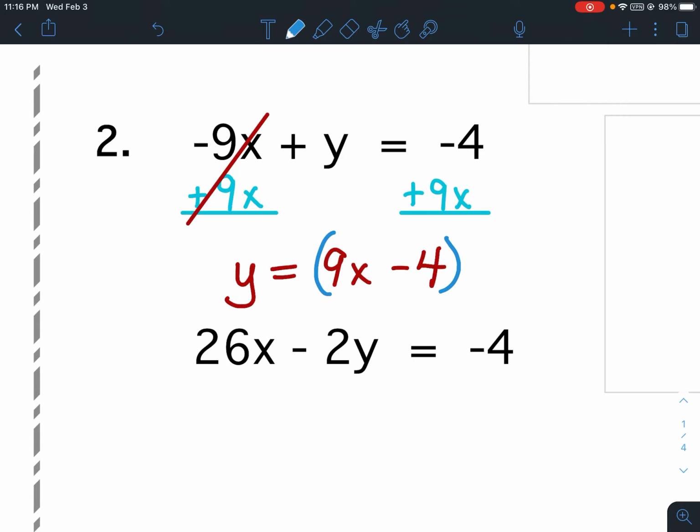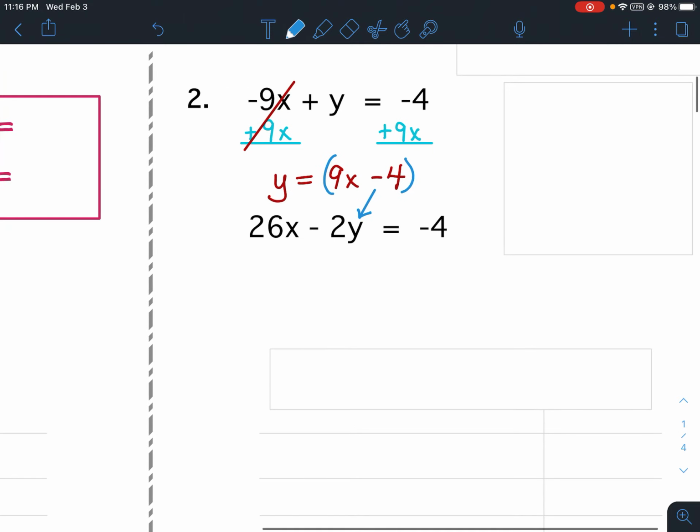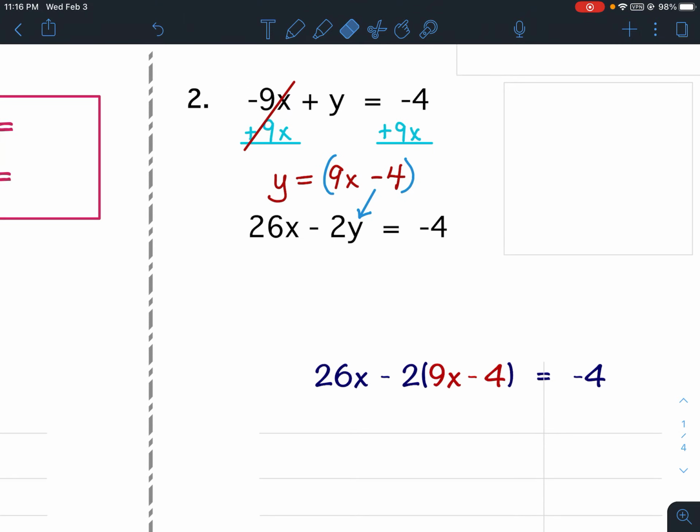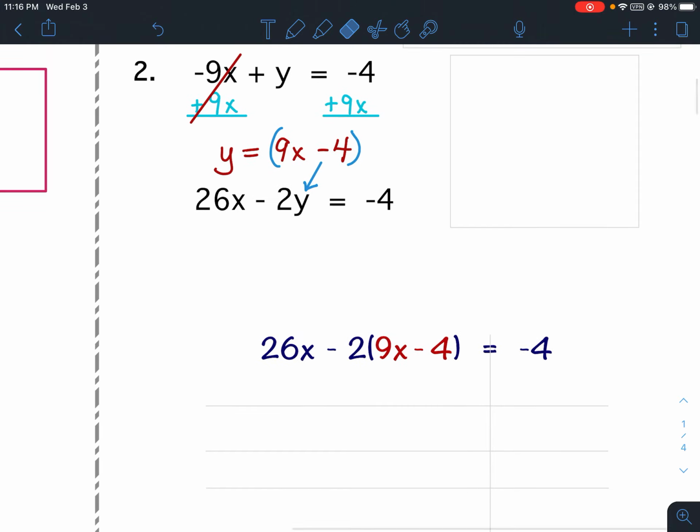Since I solved for the top y, this expression will go into the bottom y. So it'll look like 26x minus 2 times the quantity 9x minus 4 equals -4. Pause your video, get all of that written down.